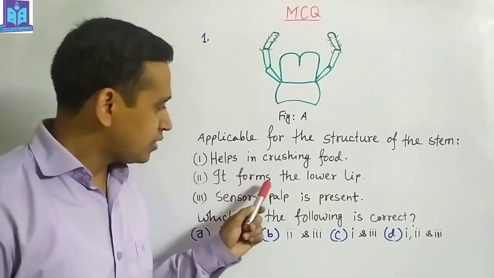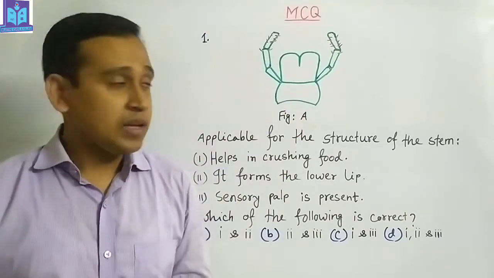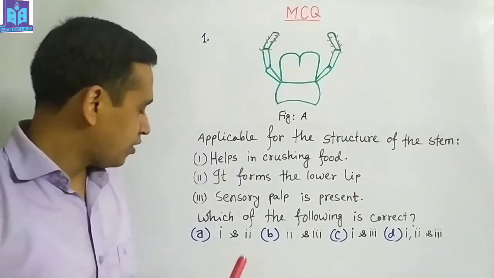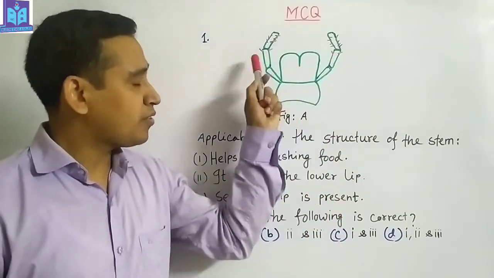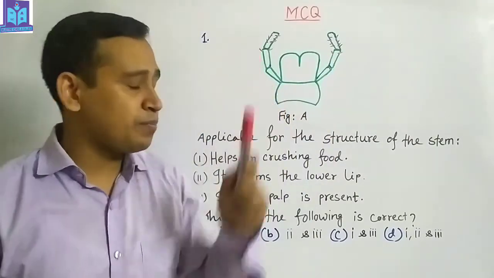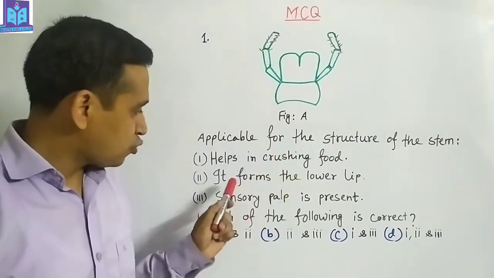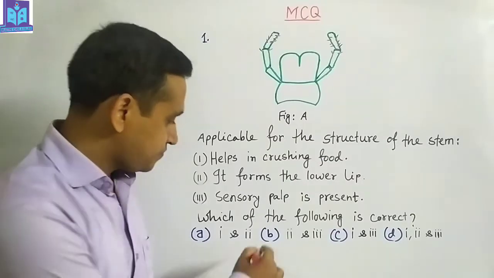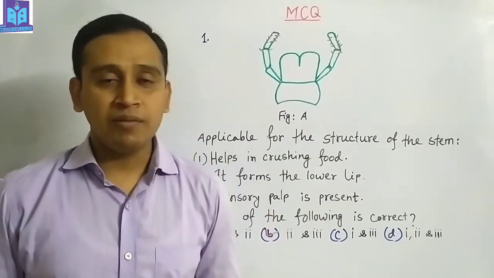Number 2, it forms the lower leaf. Yes, this information is correct, because we know labium forms the lower leaf and the labrum forms the upper leaf. And option number 3, the sensory pulp is present. Yes, these two parts are called sensory pulp or labial pulp. The labial pulp or sensory pulp detects the quality of food. So according to the question, these two pieces of information are correct. So option B will be the right answer. So my dear students, I hope you have got the right explanation.